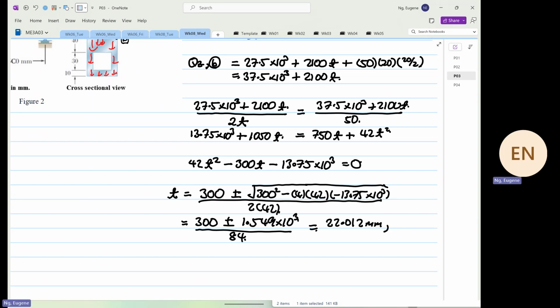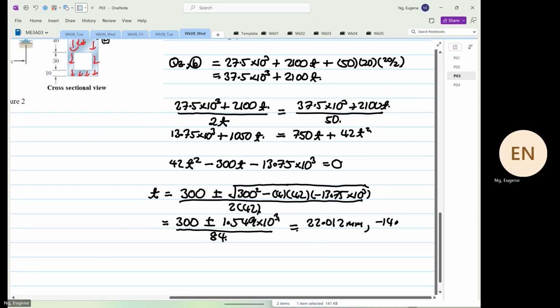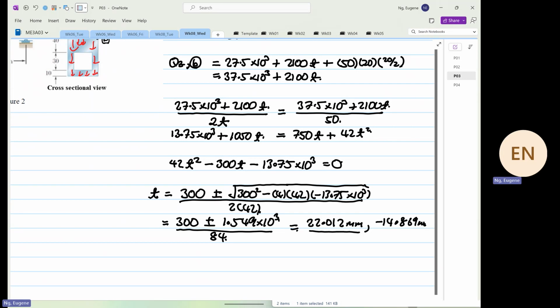300 minus 1.549 to the power 3 divided by 84, or minus 14.869 millimeters. Okay. So the correct answer is what? It's 22.012 millimeters.